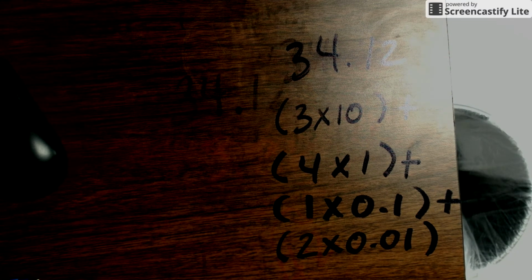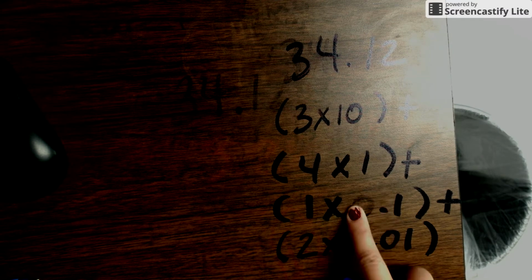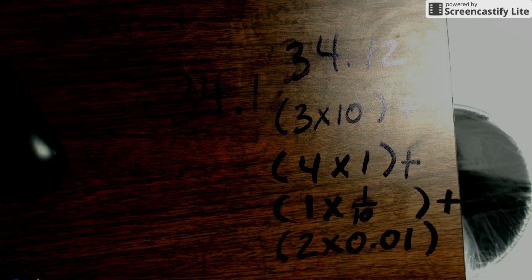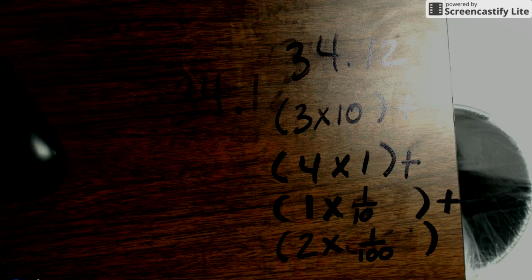Now, keep in mind that right here, where I wrote 1 times 1/10, 1/10 could also be written as a fraction. So 1/10 as a fraction would look like this, 1/10. And this decimal is 100th. 100th could be written as a fraction, and it would look like this, 1/100.